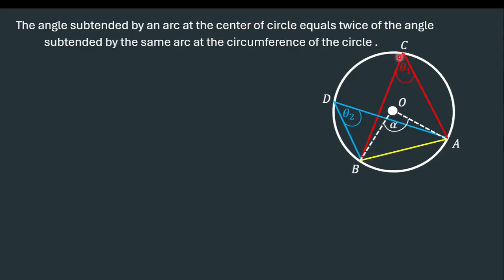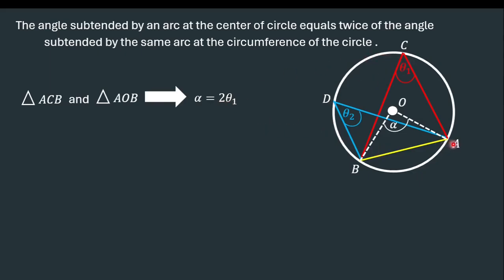According to this theorem, theta 1 is linked to alpha, and from these two triangles, that is triangle ACB and triangle AOB, according to this statement, I can write that the angle alpha equals twice theta 1.